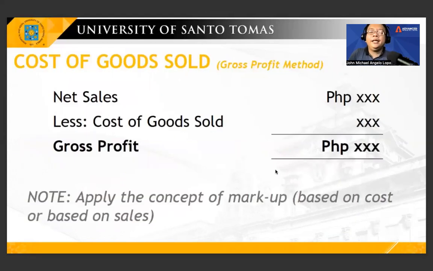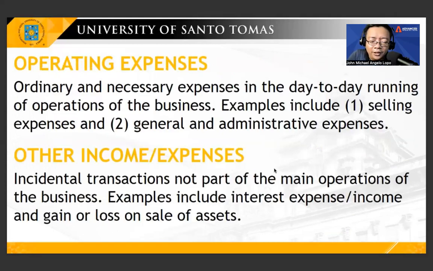Sorry. That's why the net sales minus cost of sales or cost of goods sold is now your gross profit. Now, apply the concept of markup kanina as described, but depende if you are basing on cost or if you are basing on your sales. Ano naman yung mga OPEX? Napakadali. Ito yung ating selling and general admin expense. Expenses necessary in day-to-day operations. You have also your other income, other expenses, incidental transactions that are not part of the main operations of the business. The examples here include the interest expense, income, and gain or loss on the sale of assets. Okay.